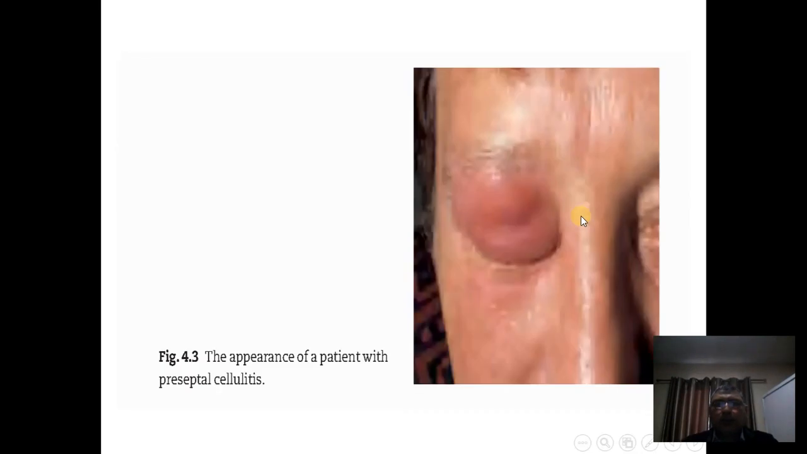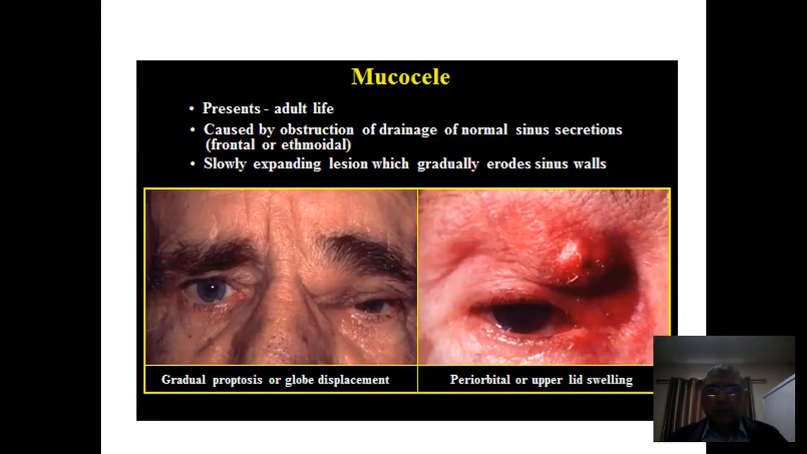This is a case of orbital cellulitis, and here it shows the ethmoidal sinus involvement in this case. Preseptal cellulitis: if you elevate the eyelid, you will see the globe freely mobile. Mucocele from the frontal sinus.